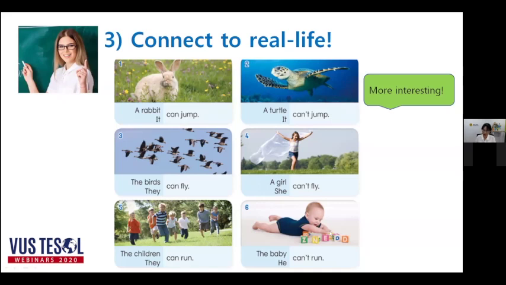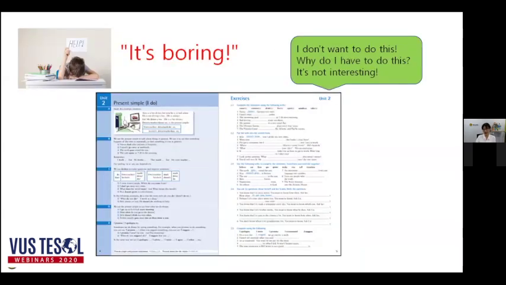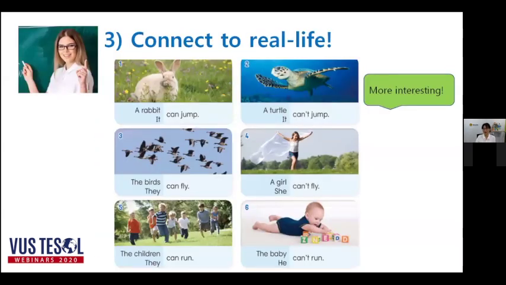Let's look at number 6. Oh, what a cute baby. It's interesting just by looking at the pictures. The baby can't run. He can't run. So you can compare these two. So there are many things you can talk about. It's interesting. You make connection to real life. Okay, so compare this with this, right? It's a big difference.